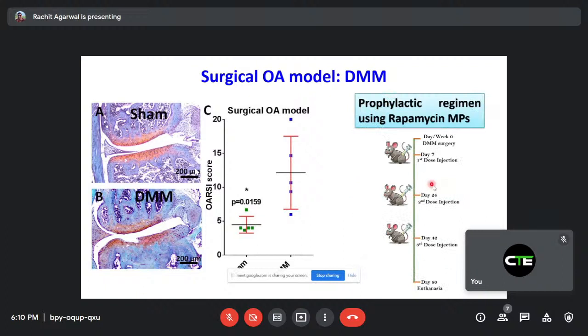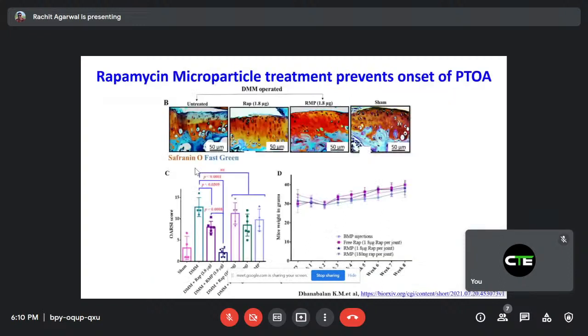And so we designed a prophylactic regimen. We wanted to see if, let's say, somebody gets injured, can we inject within a week of that injury and give a couple of booster doses and see after 60 days in the animal whether the disease is being stopped or not. And it actually worked very well.